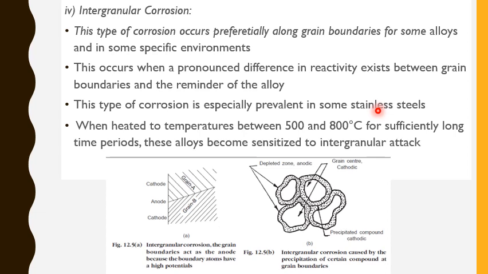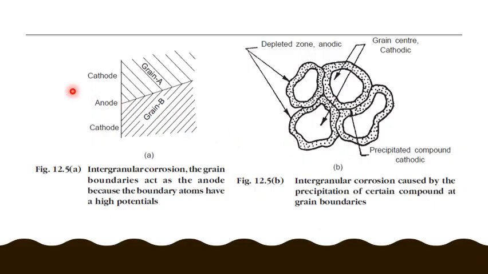Ordinary stainless steel that we are using is not corroded, but in some varieties of stainless steel at very high temperature, when heated to temperature between 500 to 800 degrees centigrade for a sufficiently long time period, these alloys become sensitized to intragranular attack. Meaning this stainless steel and other alloys will undergo intragranular corrosion at very high temperature. And this is again the intragranular corrosion diagram.